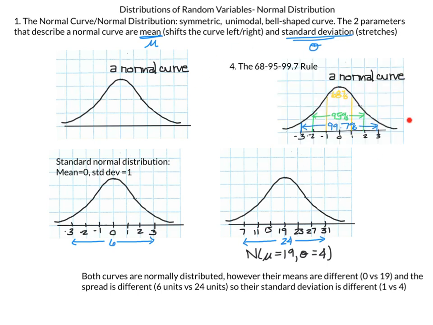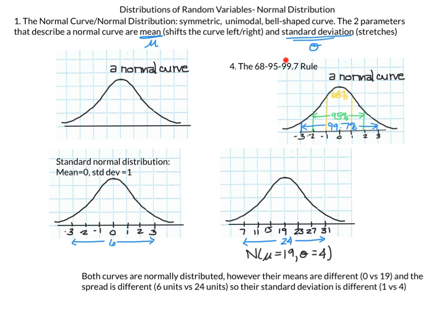And this here is the last topic in our overview slide, but we're going to cover it now. It's the 68, 95, 99.7 rule. What that says is 68% of our data will be within one standard deviation of the mean, in other words, between z-scores -1 and 1. 95% of the data will be within two standard deviations of the mean, in other words, between z-scores -2 and 2.